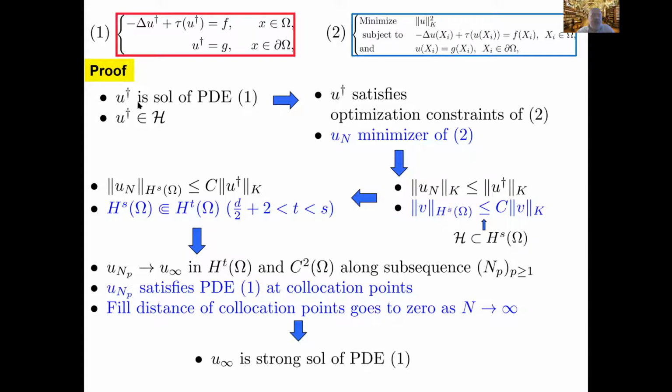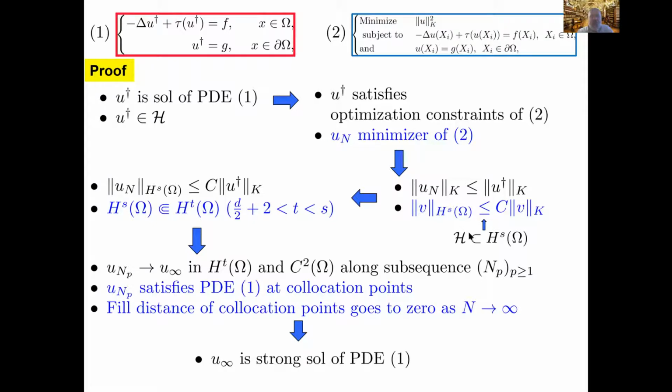So first, observe that since u dagger solves the PDE 1, and since it belongs to the RKHS space defined by the kernel k, it satisfies the optimization constraints of 2. Now, since un is a minimizer of 2, this implies that the RKHS norm of un is smaller than that of u dagger, the solution of the PDE.